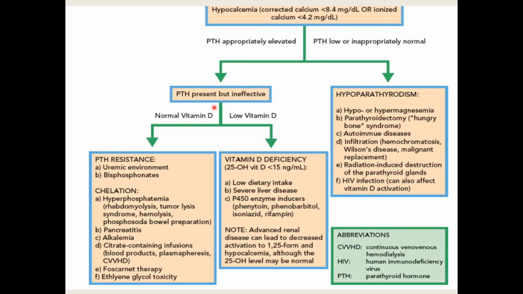then parathyroid hormone is present but not effective. So we measure vitamin D next. If vitamin D is low, then there is vitamin D deficiency. It can be due to low dietary intake, severe liver disease, or P450 enzyme inducers, like patients taking phenytoin, phenobarbital, isoniazid. And if the vitamin D level is normal, then these are parathyroid resistance cases like uremia or bisphosphonates, then chelation cases like hyperphosphatemia and pancreatitis, alkalemia, or phosphonate therapy.